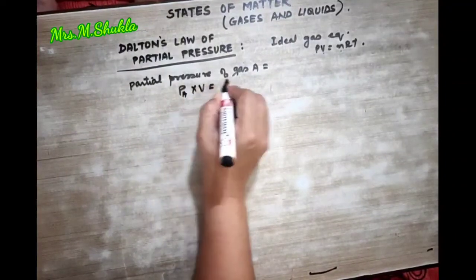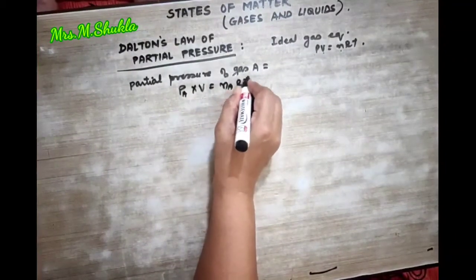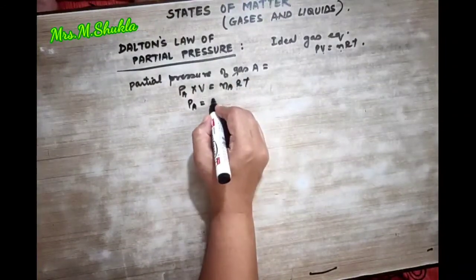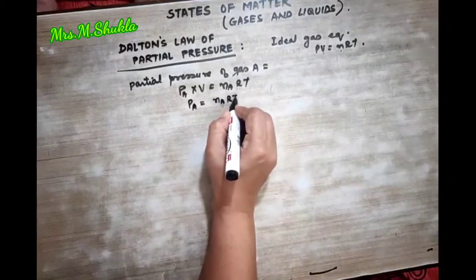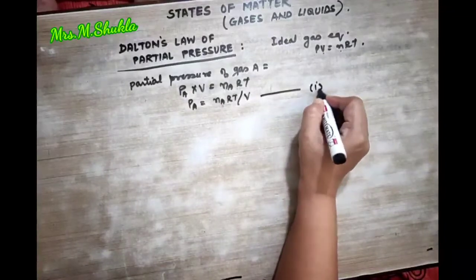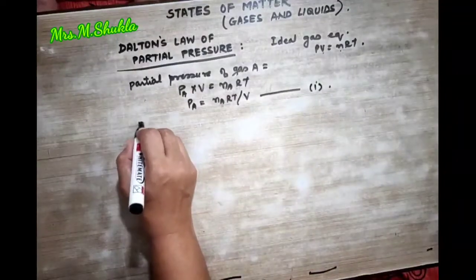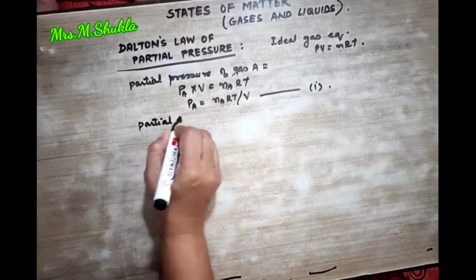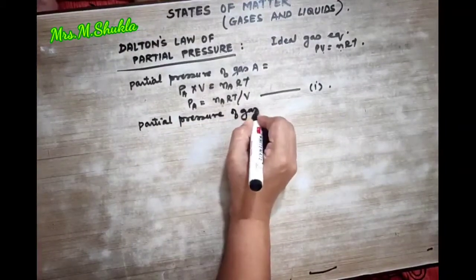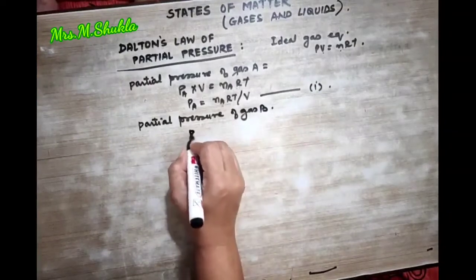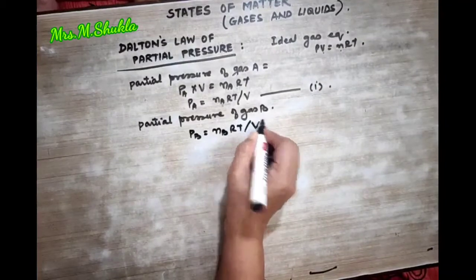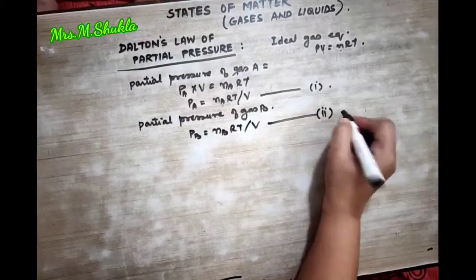PA into V is equal to nART. So your PA, the partial pressure of the gas that we are talking about, will be equal to nART upon V. Clear? This is your first equation. Then the partial pressure of gas B will be equal to what? PB is equal to nBRT upon V. This is your second equation.